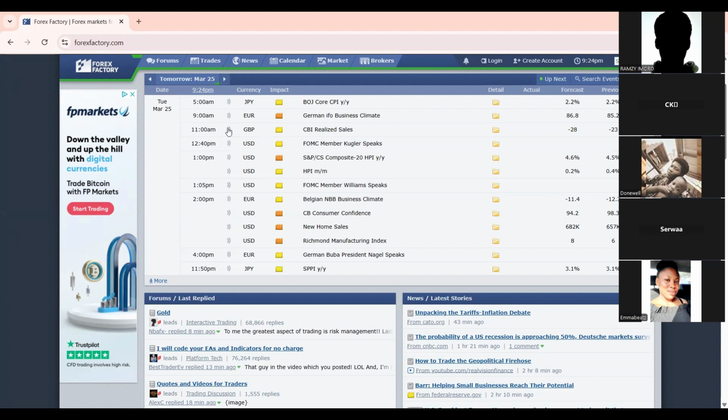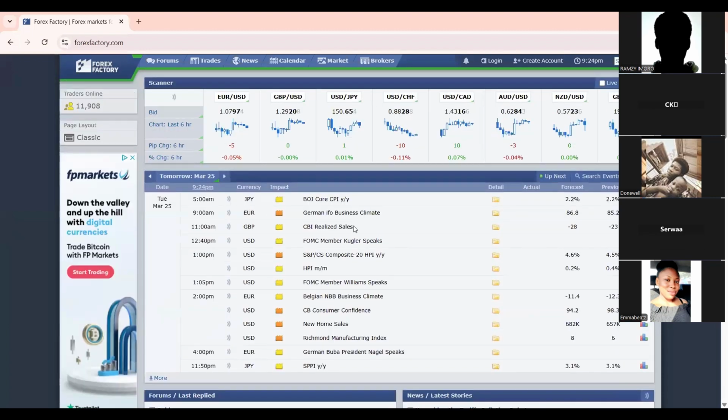The next one is for the pound, GBP. So if this news is released and has any effect on the market, any pair that has GBP attached is going to be affected. And if you see USD, that means any pair that has USD attached is going to be affected.